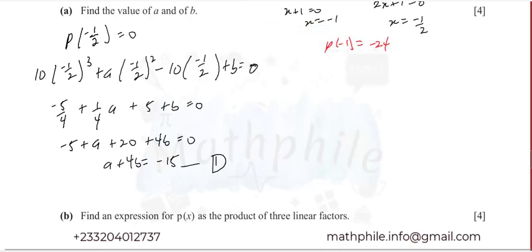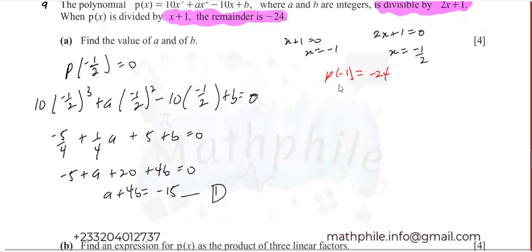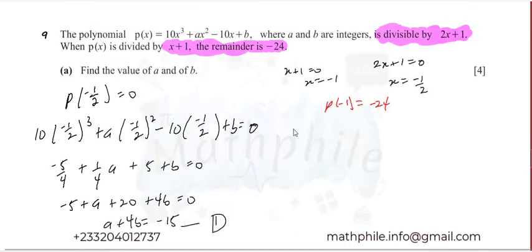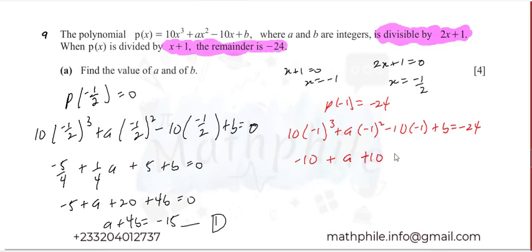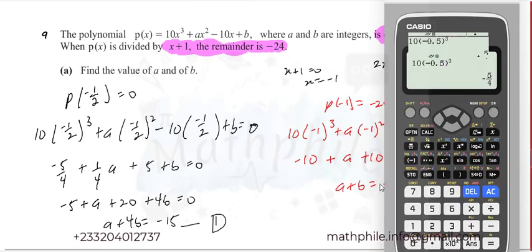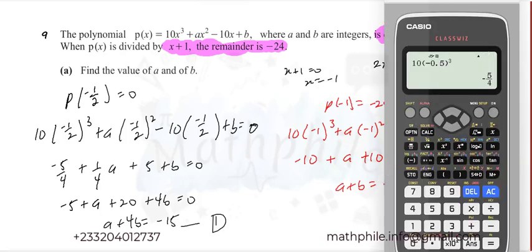Equation 2, p of negative 1 is equal to negative 24. So this will give you 10 negative 1 cubed plus a of negative 1 squared minus 10 of negative 1 plus b is equal to negative 24. So this will give you negative 10 plus a minus this plus 10 plus b equals negative 24. So a plus b equals negative 24. That's equation 2.